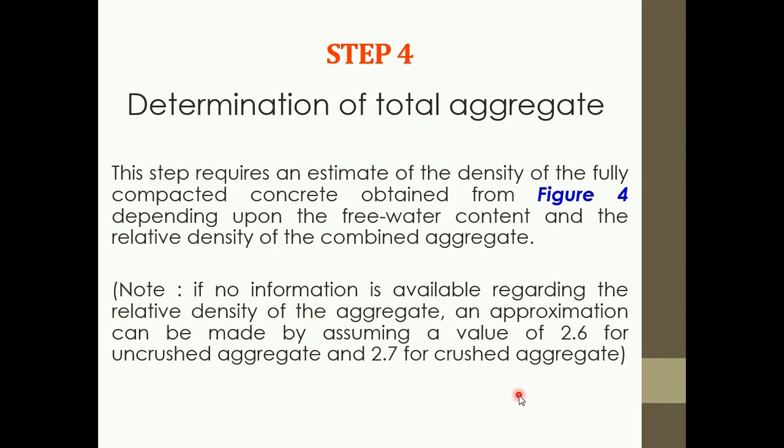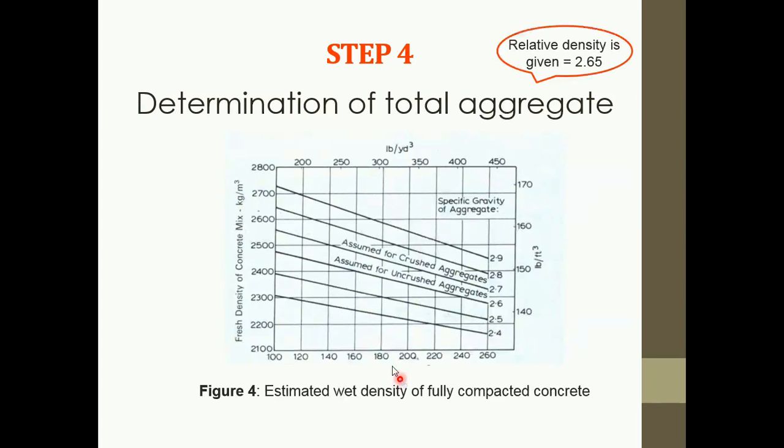The step requires an estimate of the density of the fully compacted concrete obtained from figure number 4, and it depends on the free water content and the relative density. Let's say we don't have the value of relative density, then we can assume the value to be 2.6 for uncrushed aggregate and 2.7 for crushed aggregate, and then you refer to figure number 4. So here is figure number 4.